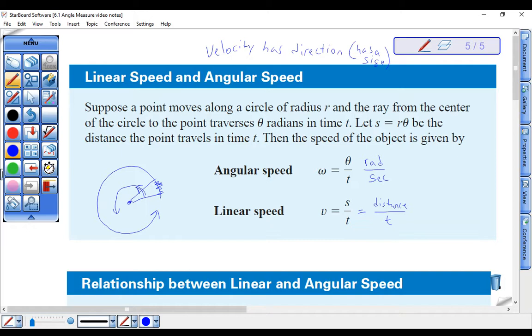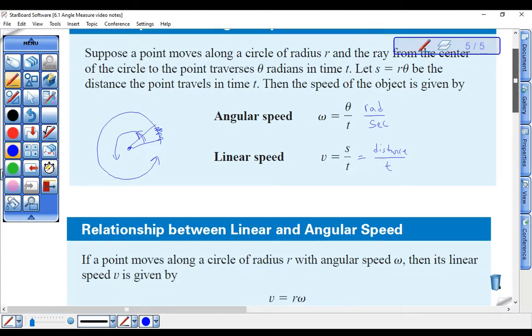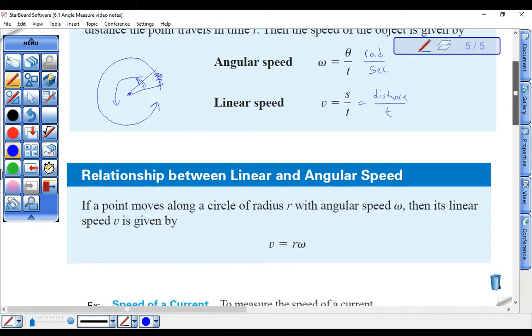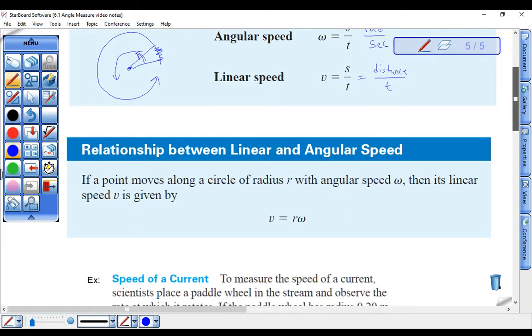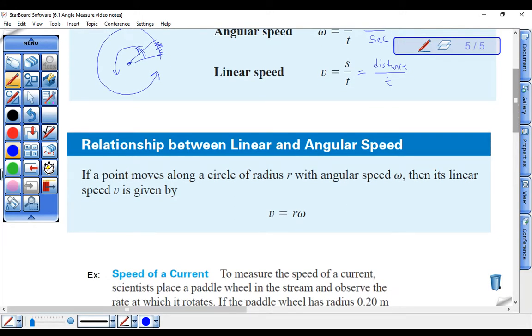How quickly we go around the circle, how quickly we go through 2 pi radians, that's one full rotation per time. That would be angular speed. Linear speed is the physical distance we went per unit of time. And those aren't the same thing. I hope that makes sense. But they are related to each other.